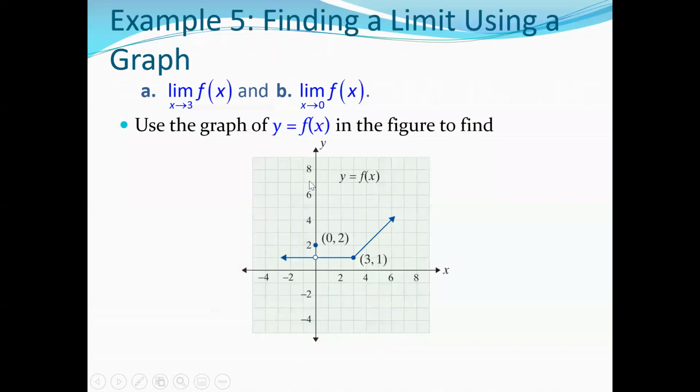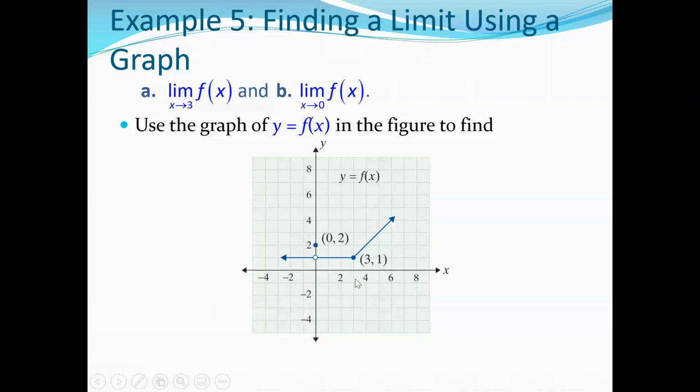So let's see some examples. Here we are going to use the graph again. Find the limit of f at x as s approaches 3, and also part b, the limit of f at s as s approaches 0. Now, using the graph y equals f at s, we can see we have two graphs here.